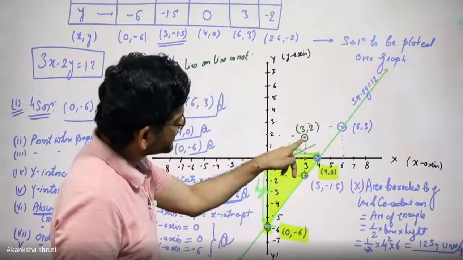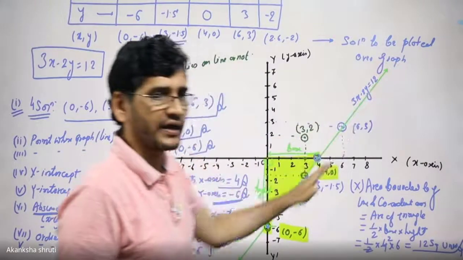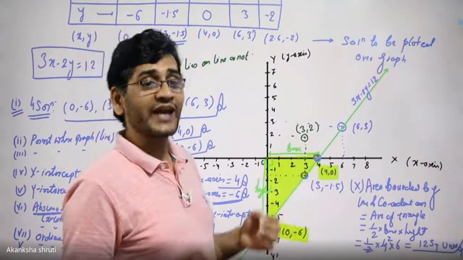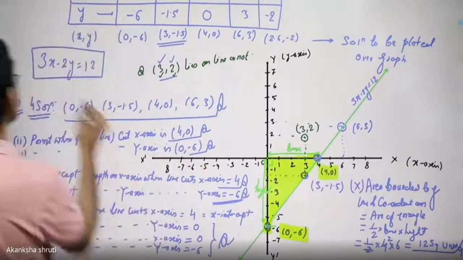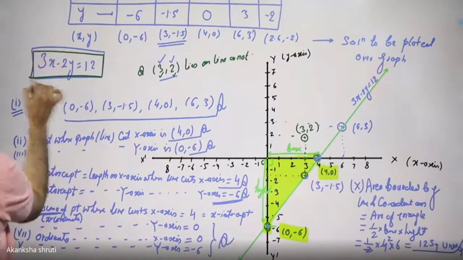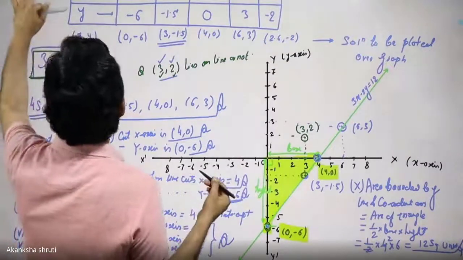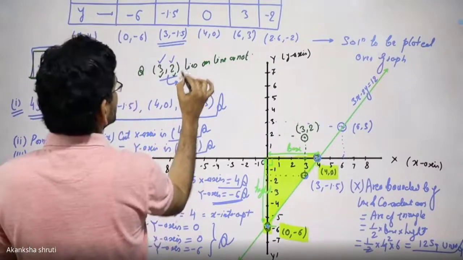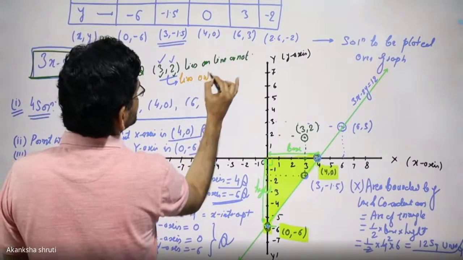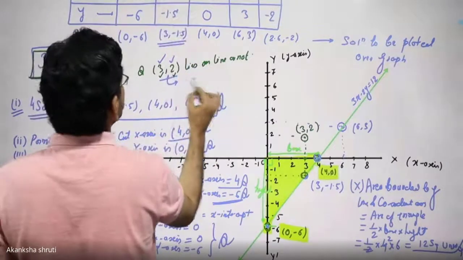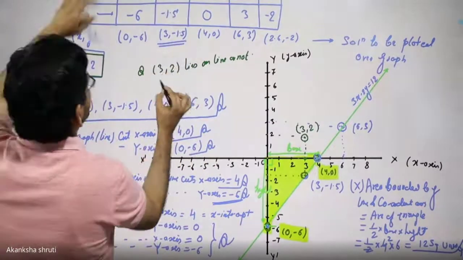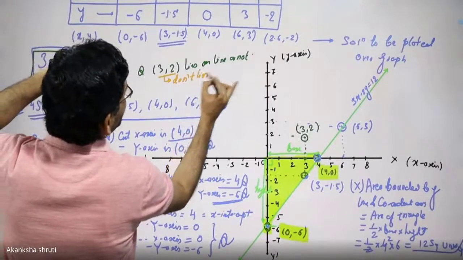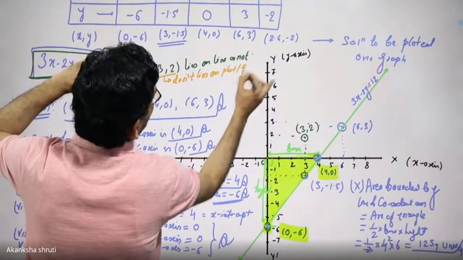Here we are getting that this 3, 2 is not lying on this line. It is outside this line. Therefore, this 3, 2 cannot be a solution of our given equation. Okay, students? So we can write here that this 3, 2 lies outside, or does not lie, on the graph or the line. Here we can write it does not lie on the plot or graph.